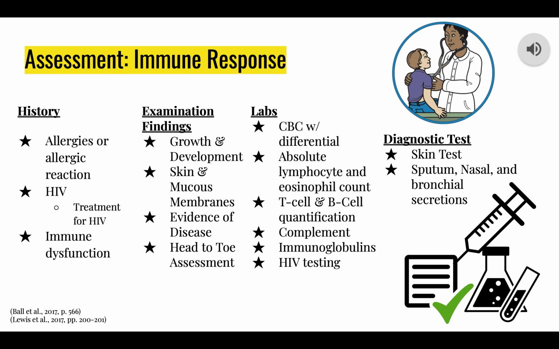The first question is, does a family member have a history of any allergies or allergic reactions? The second question is, is the mother HIV positive, or has any other family member been positive for HIV? And the third question is, has the child been treated or had a preventative treatment for HIV after the mother has been tested positive? Now we will be moving to the examination findings.